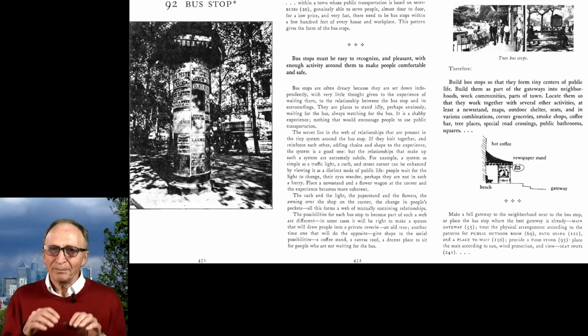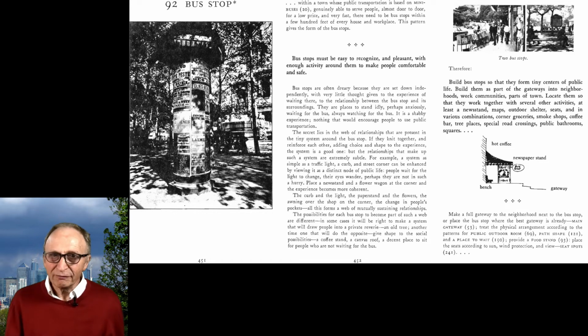Downward links: pattern 53, main gateway. Pattern 69, public outdoor room. Pattern 121, path shape. Pattern 150, a place to wait. Pattern 93, food stand. Pattern 241, seat spots. This pattern for a bus stop, number 92, is delightful. And multiple use is a necessity if bus stops are to provide personal security. If they were all well planned, cities would be much nicer places.